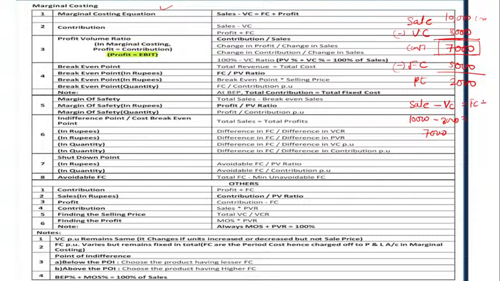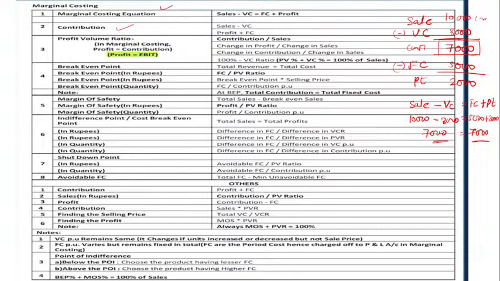In the fixed cost, when the company adds its profit, that means on 5,000 the company adds 2,000, then the company gets 7,000. Understand? So that's why the marginal costing equation is sales minus variable cost equals fixed cost plus profit. Okay. So what is contribution? Contribution is sales minus variable cost, which is also profit plus fixed cost.